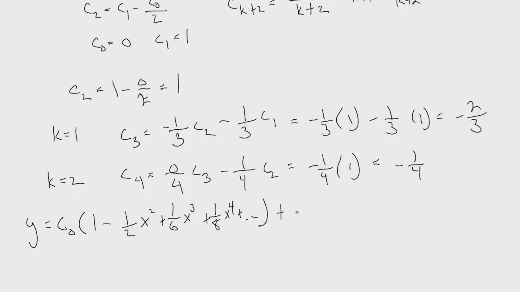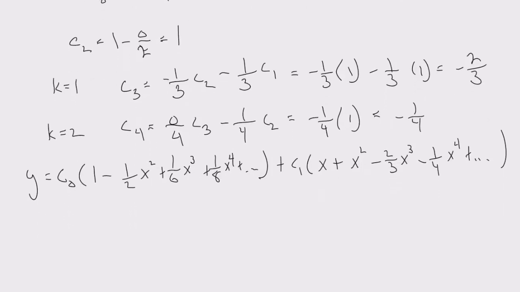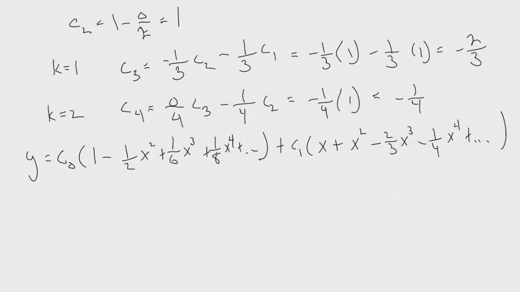And then our other pattern, where the first number, the constant, was 0. So it's 0 plus 1 times x. And then we had C2 was 1 again, so that'd be x squared. C3 we said was negative 2/3, so minus 2/3 x cubed minus 1/4 x to the 4th plus ... All right. A long time ago, we had initial conditions, so let's finally address those.